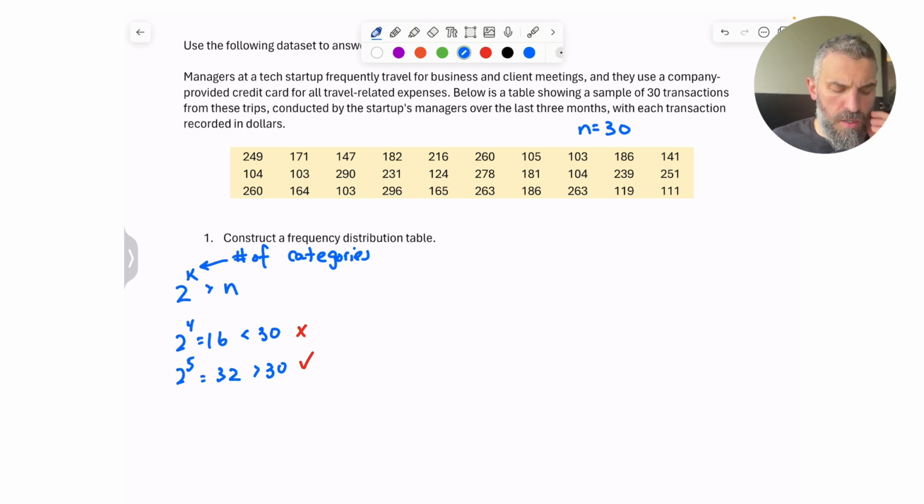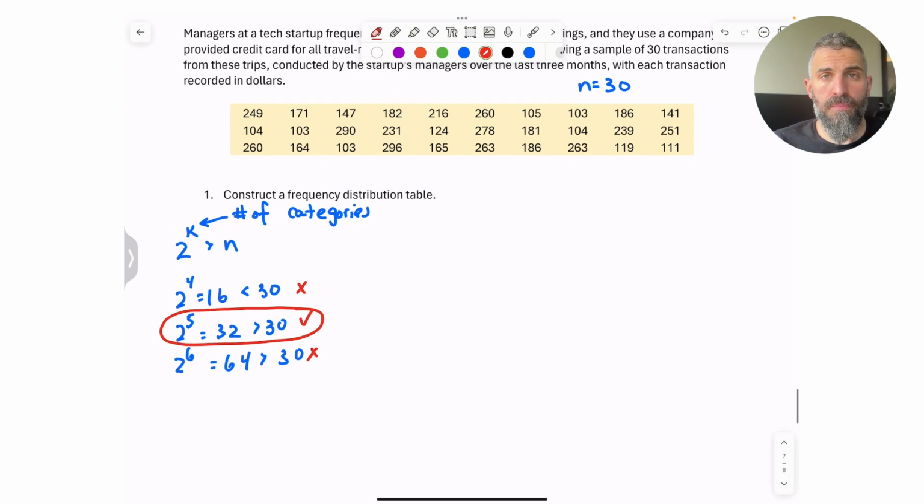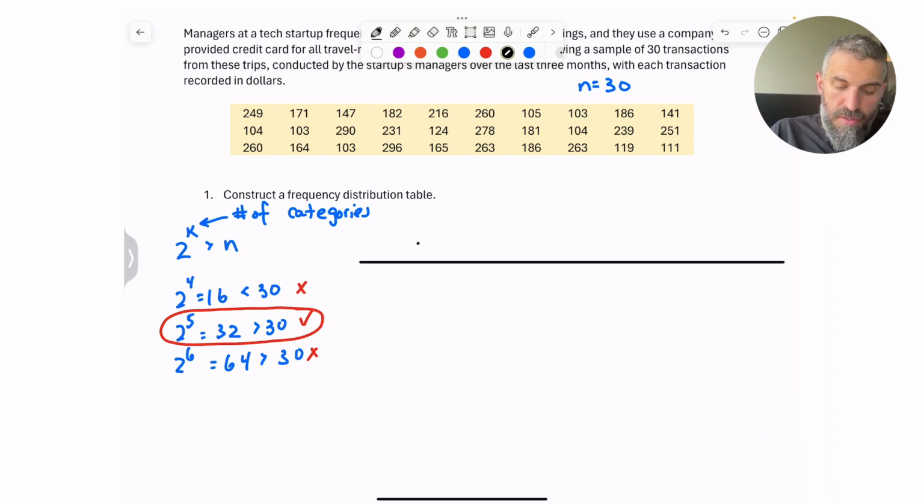Now, if you're wondering, well, what about 2 to the power of 6? That's also more than 30. You're right. But the sweet spot is that first one, the one that just puts you over, right? So 2 to the power of 6 is 64. Yes, that's greater than 30, but it's not the best. This is too many categories. You should have 5 categories to describe this data. So I know that when I'll be constructing my table here, I'm going to have 5 categories.